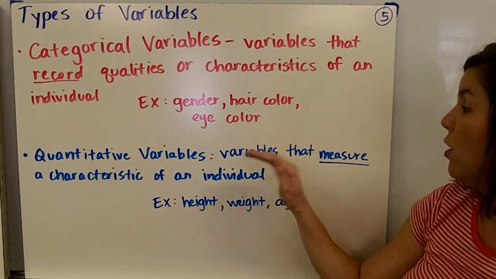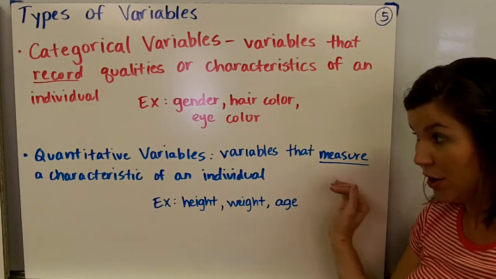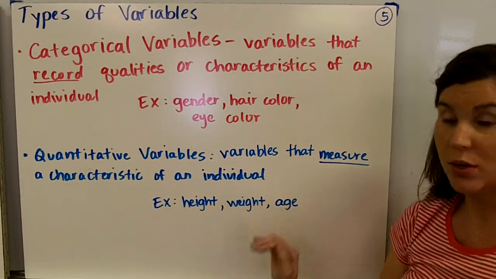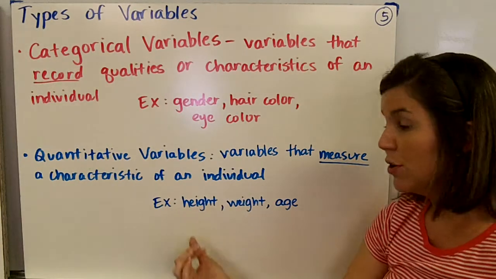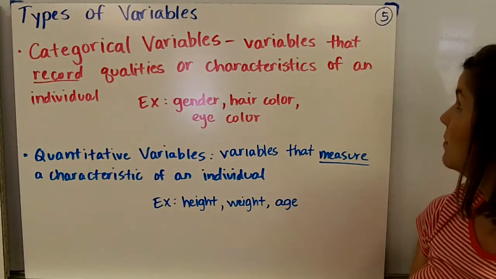Quantitative variables are variables that measure a characteristic of an individual. So things that you can actually put a value to: your height, your weight, your age.